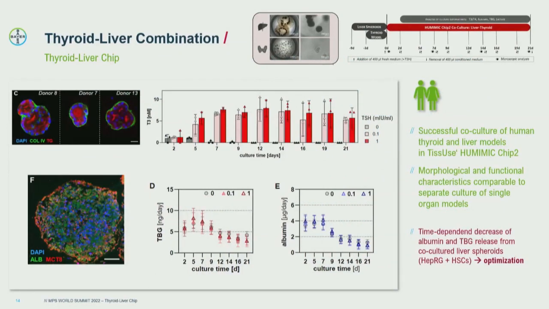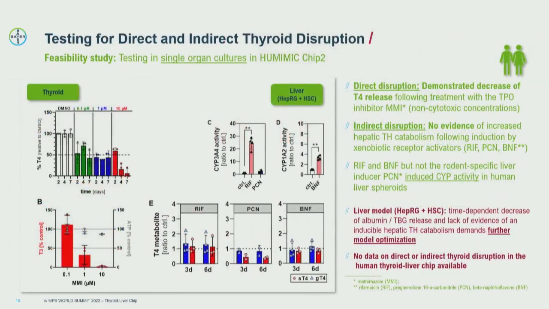With the human system, we also combined the system and could also see a sustained release of thyroid hormones for at least 21 days, and we could also, again in combination, observe TBG and albumin release. However, we decided to first investigate the effects of reference compounds in the human separately, not in combination. And for the thyroid, we could again see that MMI, the TPO inhibitor, was able to reduce the release of thyroid hormones.